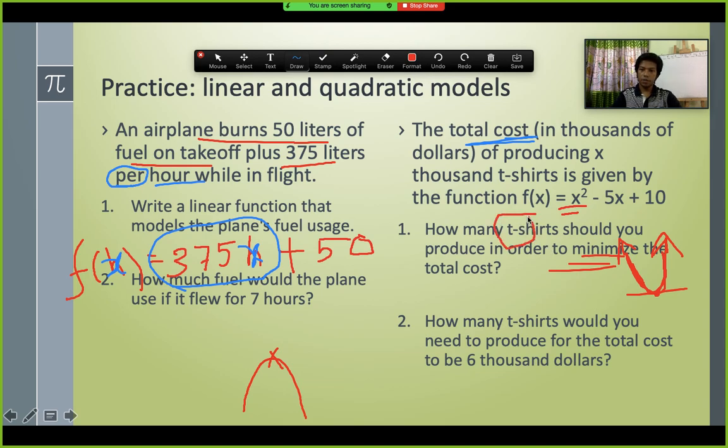The amount of t-shirt. We have to find out the x value. Producing x thousand of t-shirt. The t-shirt is x. This x is the t-shirt.